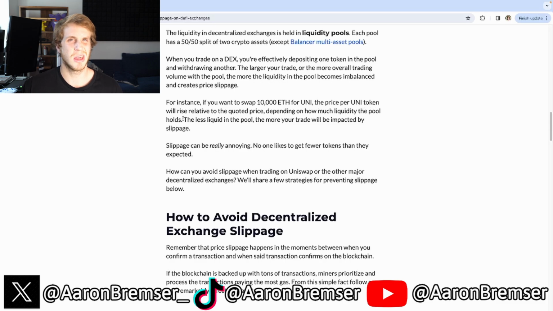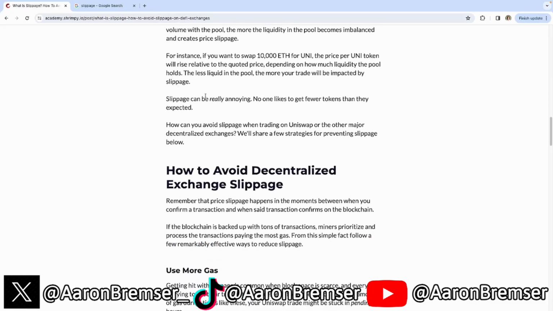I think this isn't too complicated of a subject. The less liquid in the pool, the more your trade will be impacted by slippage. Slippage can be really annoying.